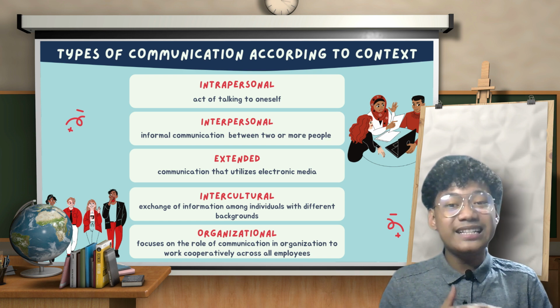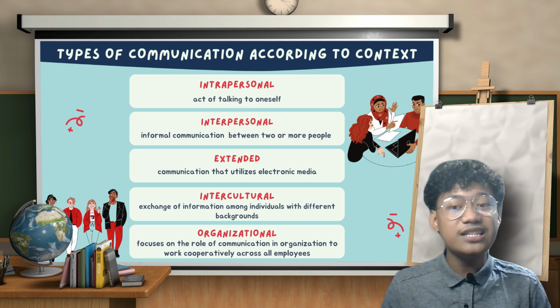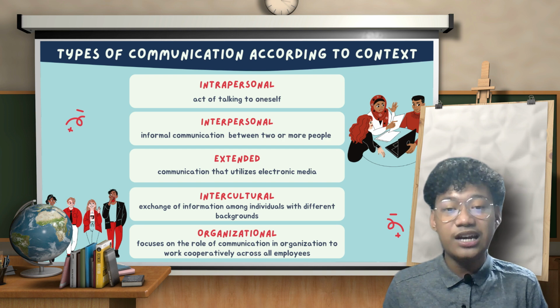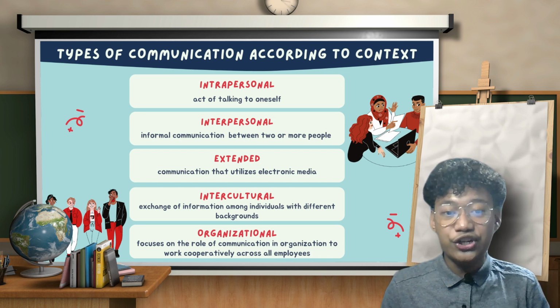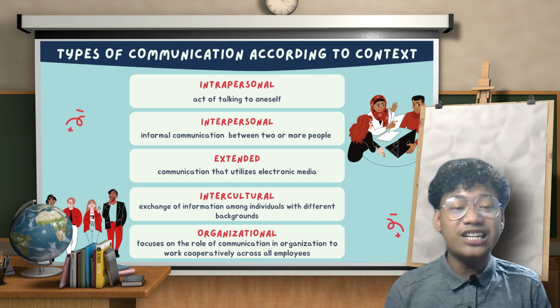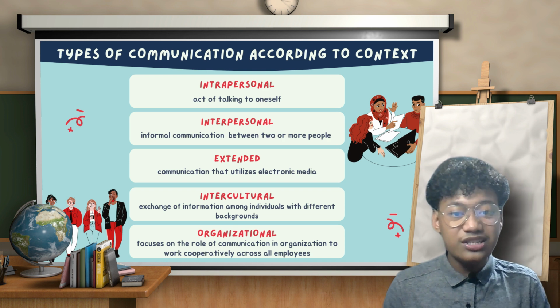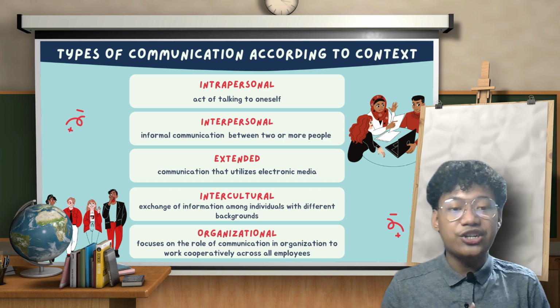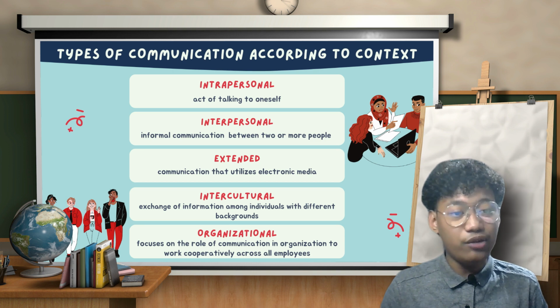Third, we have extended communication. This communication is very familiar to everyone since it utilizes electronic media to convey a message. With the help of advanced technologies, we can send our messages quickly in a single tap. Fourth, we have intercultural communication, which is the exchange of information among individuals with diverse language, religious, ethnic, social, and professional backgrounds. Individuals with varying orientations communicate and perceive information in distinctive ways.